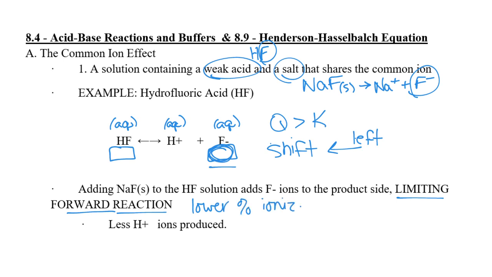You're going to have a lower percent ionization. That's a key thing: if you have a common ion that doesn't start as zero, that's going to lower the percent ionization, meaning how many molecules can break apart in the solution. You're going to have fewer hydrogen ions. You're going to have fewer fluoride ions produced because they were already there to begin with.